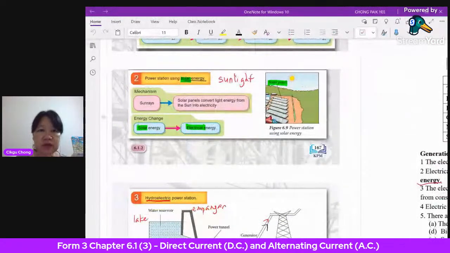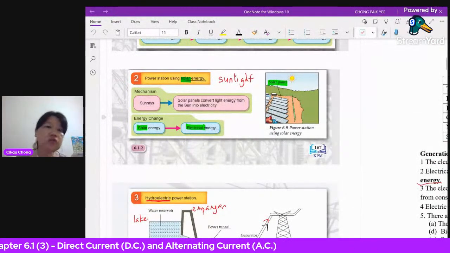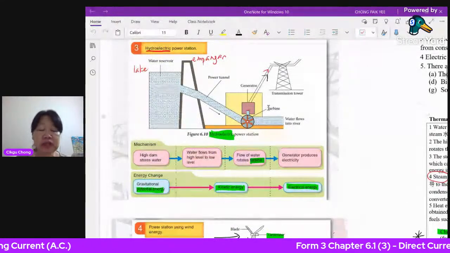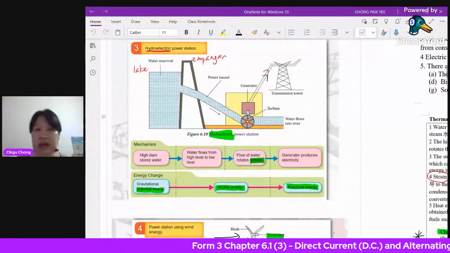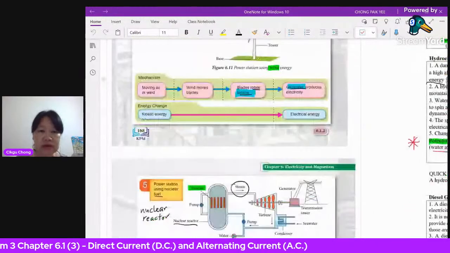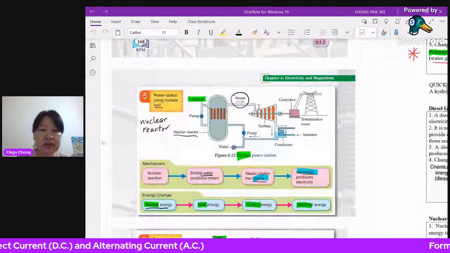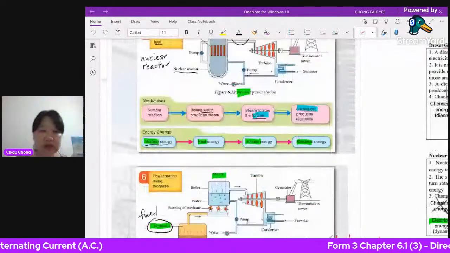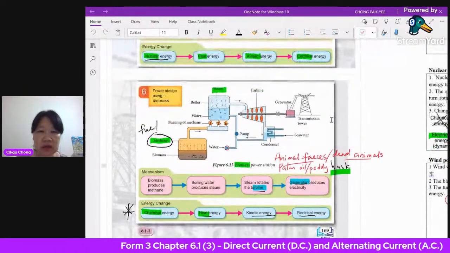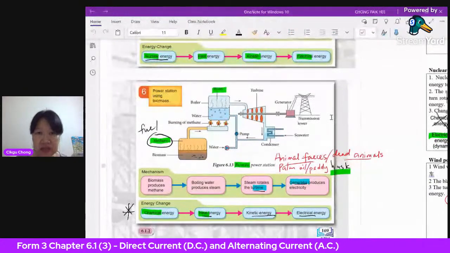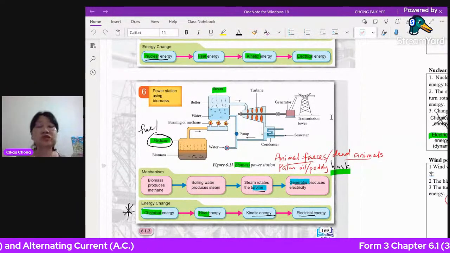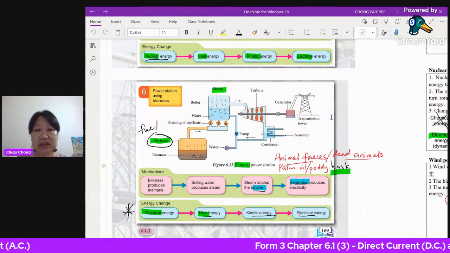Then you have solar energy, that will be a solar power station. Then using the potential energy of water, that will be hydroelectric. Using wind energy, that will be a wind power station. Using nuclear fuel, that will be a nuclear power station. Then you have biomass. So these are the six different types of power station which generate electricity for the general public. Every one of us is so convenient nowadays. We just switch on the switch and we get electricity coming from Tenaga Nasional Berhad.